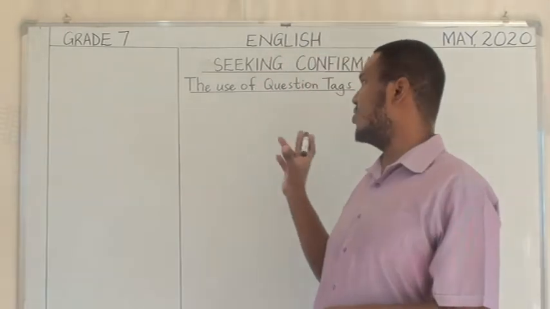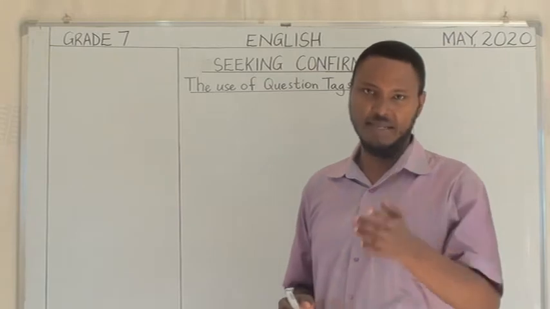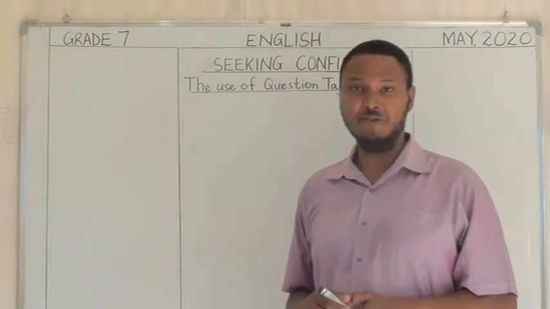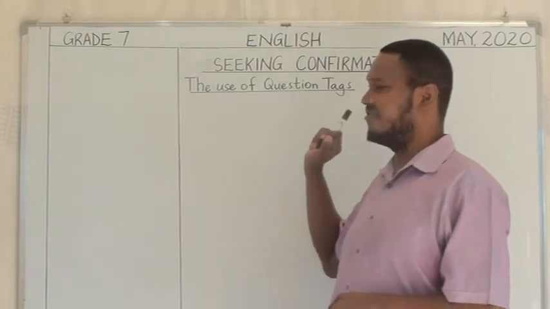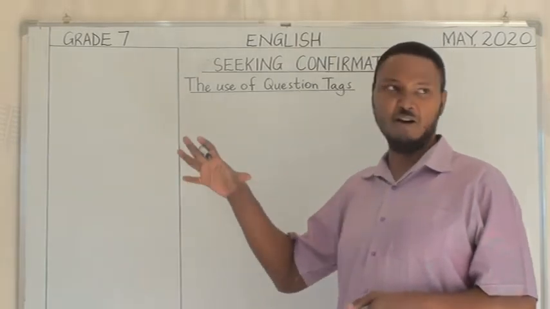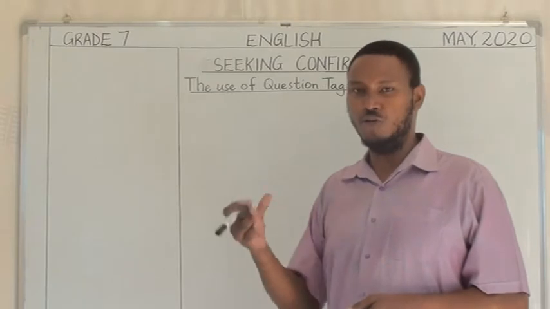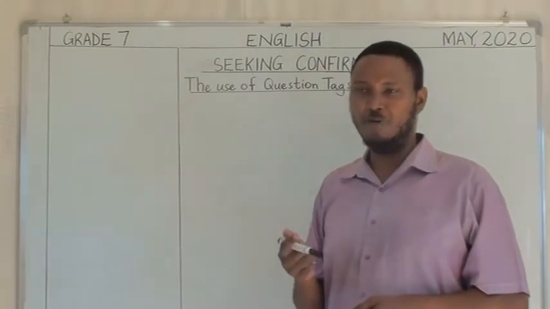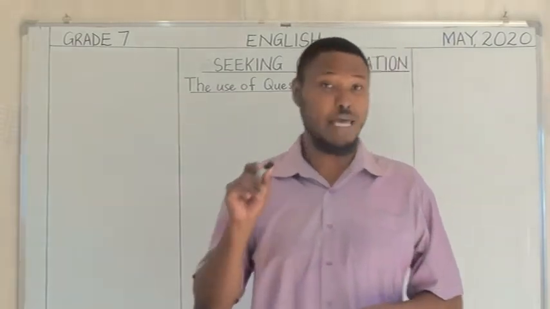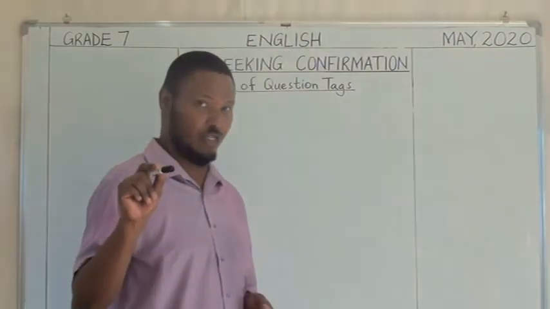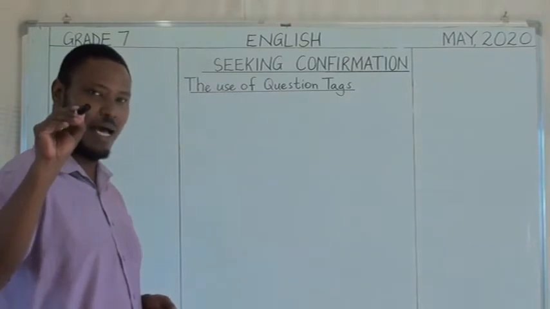And today we are going to look at seeking confirmation. This is lesson 5. And in lesson 4 we introduced this topic, seeking confirmation. And we said seeking confirmation is all about the use of the question tag. And we said a question tag is added at the end of a statement to make that statement a question.